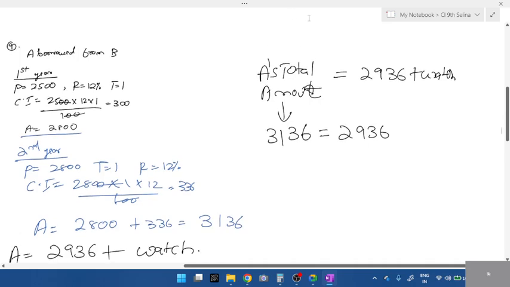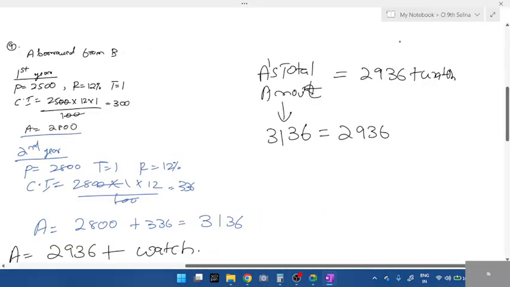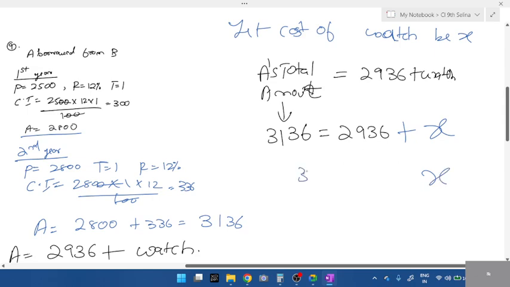So A's total amount is equal to 2936 plus watch. You can write let cost of watch be X. So plus X. If you want to find X, what happens to 2936? It gets subtracted. This is how we get the X value. Yes, rupees 200 is the cost of the watch. So we have taken it as X, then write it right here. Cost of watch is equal to 200.